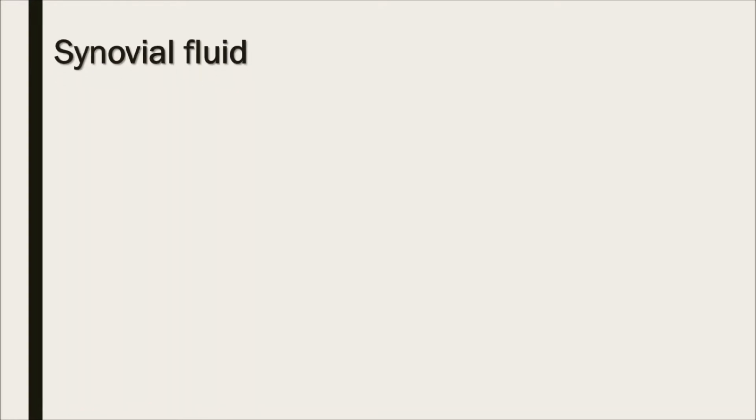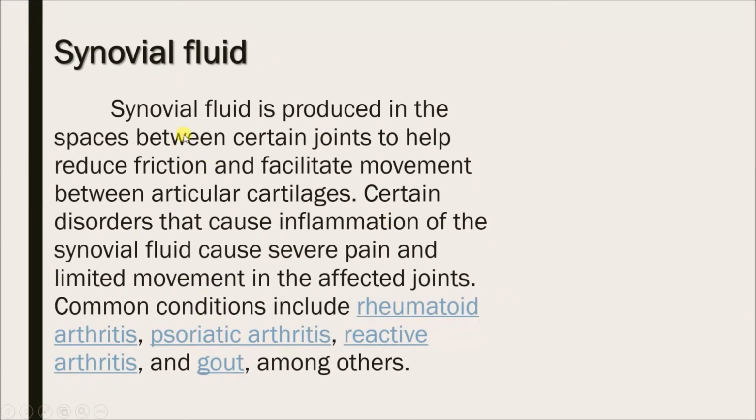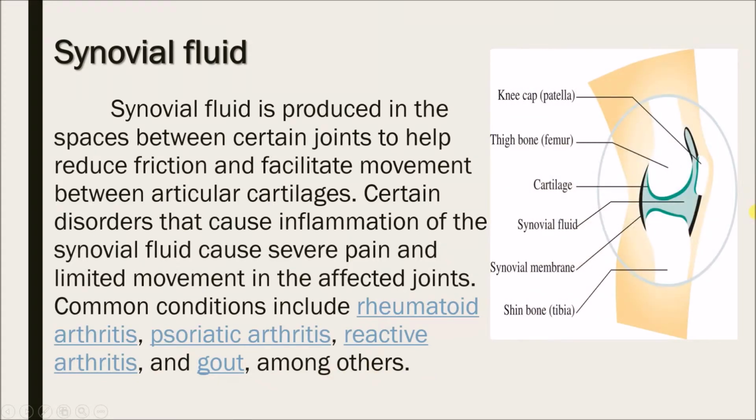Now, what is synovial fluid? Synovial fluid is produced in the space between certain joints to help reduce friction and facilitate movement between articular cartilage. Certain disorders that cause inflammation of the synovial fluid cause severe pain and limited movement in the affected joints. Common conditions include rheumatoid arthritis, psoriatic arthritis, reactive arthritis, and gout, among others. And there is a picture of synovial fluid.